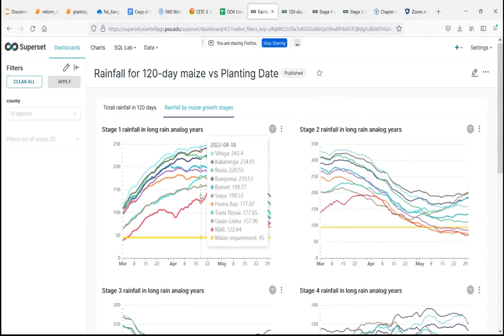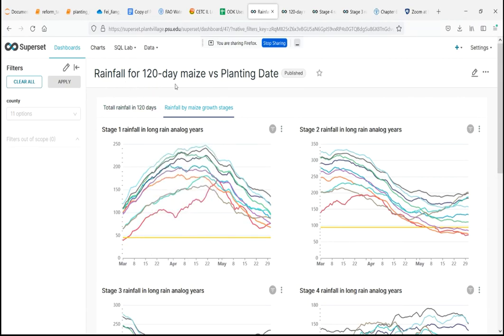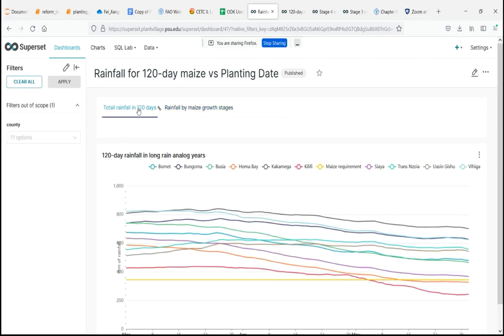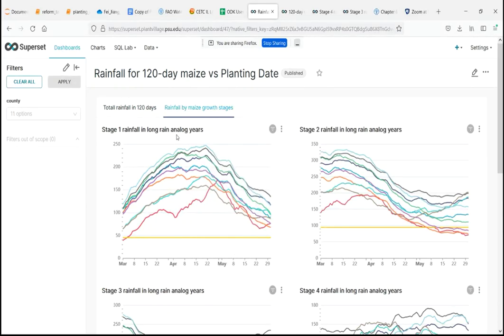Hello everyone. Today I want to briefly introduce how to interpret this dashboard, which shows you the rainfall you will receive for 120 days of maize if you're choosing different planting dates. There are two tabs in the dashboard. The first tab shows you the total rainfall you will receive in this 120-day growth period. The second tab will show you the rainfall you will receive in 4 different maize stages.